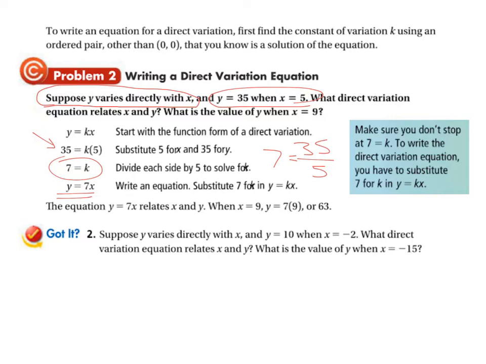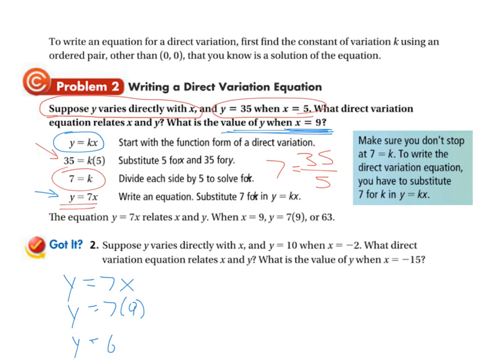You still get k is equal to 7, and so you can put 7 where k is in the original formula, and you get this specific equation for this problem. And now they're asking, what is the value of y when x equals 9? Well, if we already know the equation is y equals 7x, then we need to find out what y is if x equals 9. So we can do that and solve it, and we get y is equal to 63.